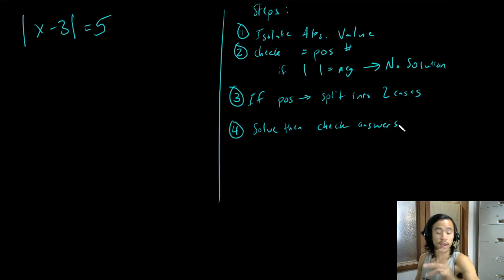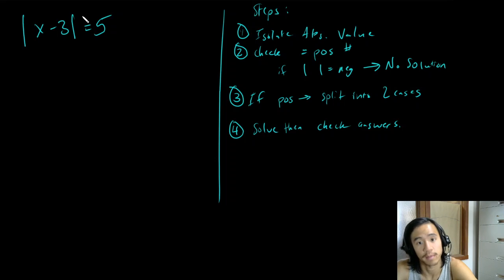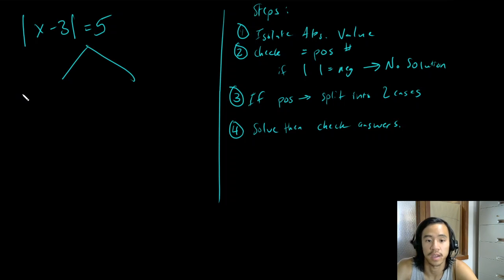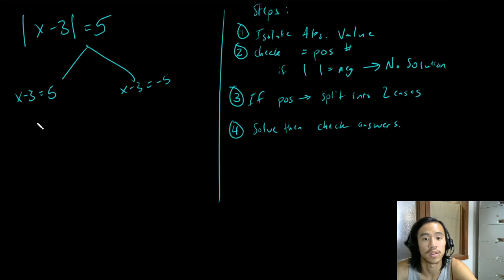Alright, so let's go ahead and do this first question. First step, isolate the absolute value. It's already isolated. Second step, check if it's equal to a positive number. Well, we have absolute value equals positive 5, so that is good. And next, if it's positive, we're going to split it into two cases. So what does this look like? Let me show you. We have x minus 3 equals positive 5, and x minus 3 is equal to negative 5. So it's going to be one positive, one negative case. And then step 4, you're going to solve both of these and then check the answers.